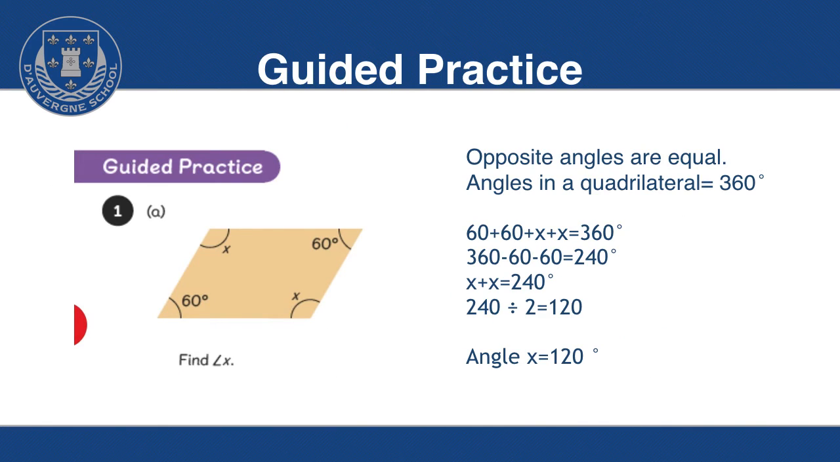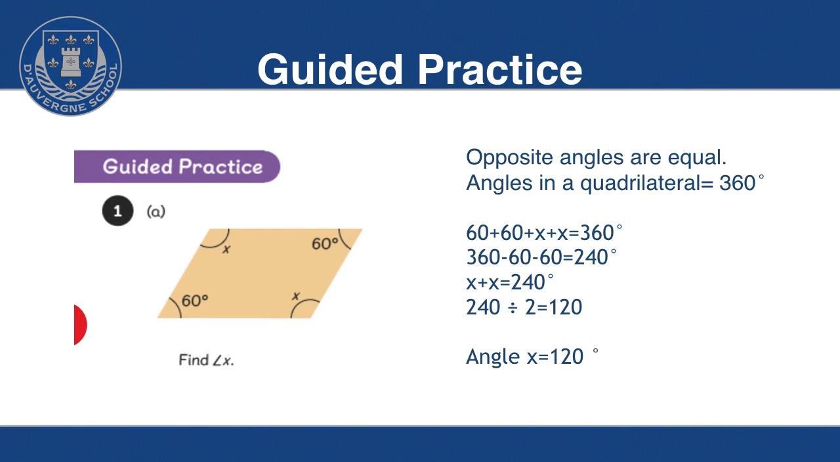So our guided practice today says find angle x. Remember that little symbol? It's meant to be an angle. That means angle x. We know that opposite angles are equal. We know that angles in a quadrilateral equal 360 degrees.